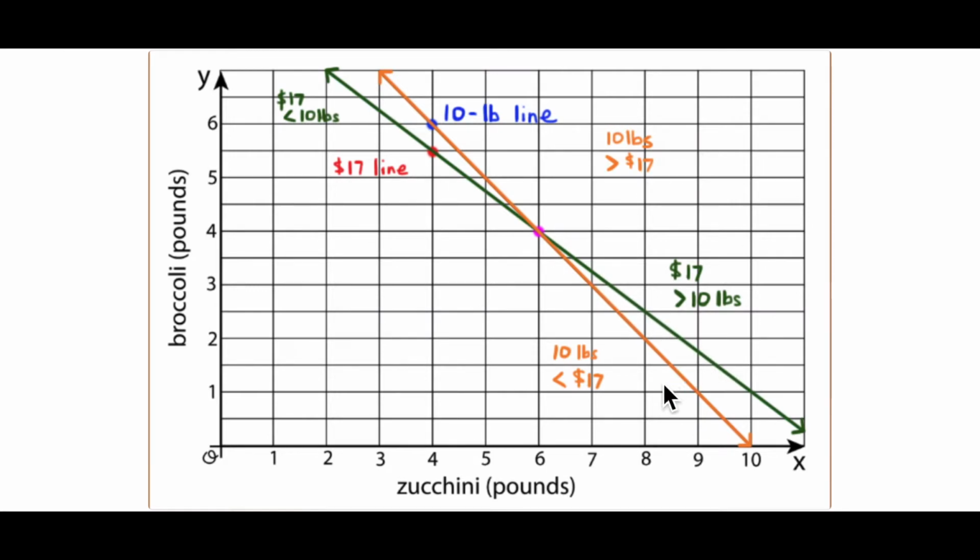Because zucchini, again, is not very expensive. So if I need to get to $17, I have to add quite a bit of it. Up here, $17, but less than 10 pounds. Broccoli is expensive. So if I want to get to $17, I don't have to add very much. It's going to be less than 10 pounds. And here, 10 pounds, but greater than $17. I want to add enough broccoli to equal that 10 pounds, but broccoli is expensive. So it's going to be greater than the $17.